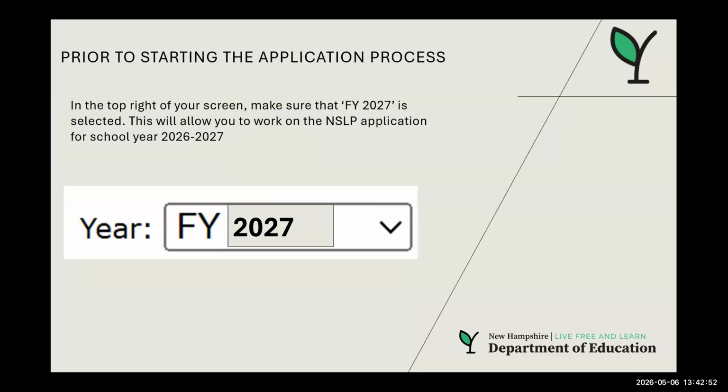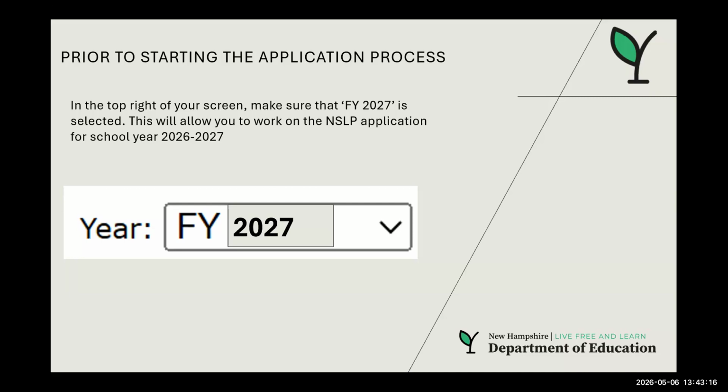So once you are logged into your My NHDOE account, at the top right of the screen, you will see a drop-down. So this option isn't available yet, but this will be available tomorrow once the application process is open. Just make sure that fiscal year 2027 is selected. This will allow you to work on the National School Lunch Program application for school year 26-27.